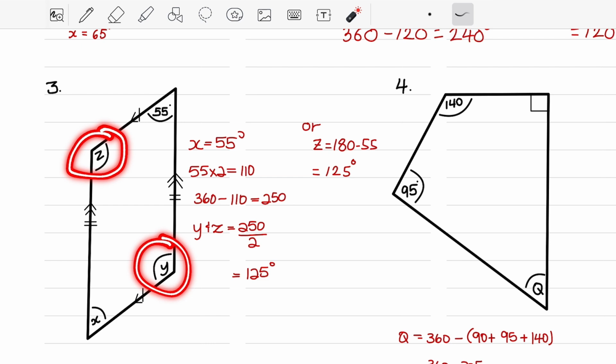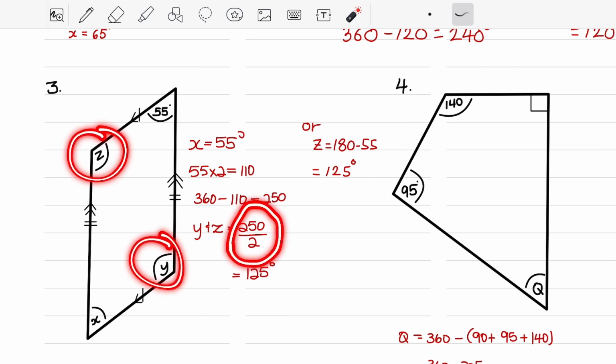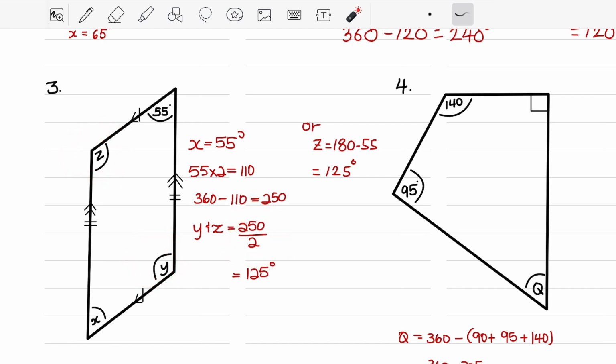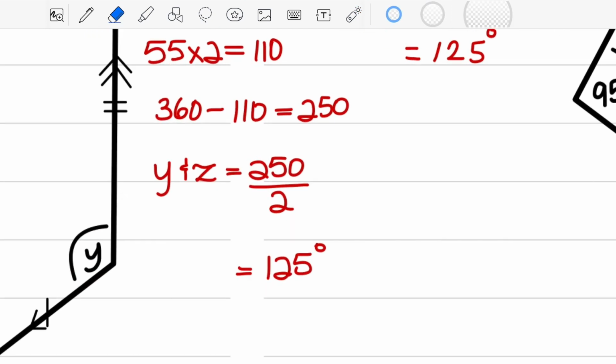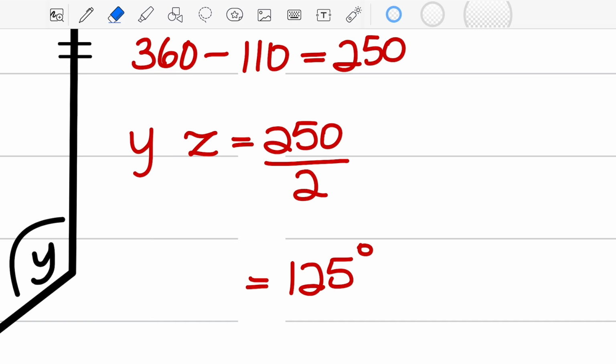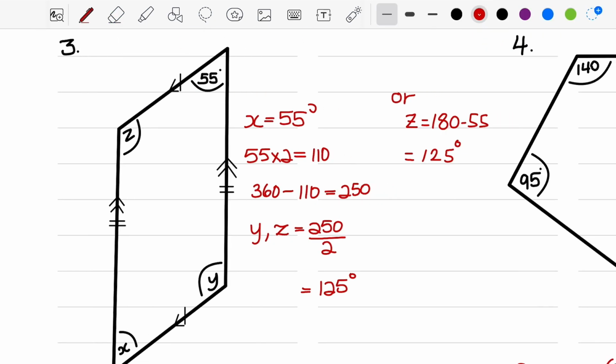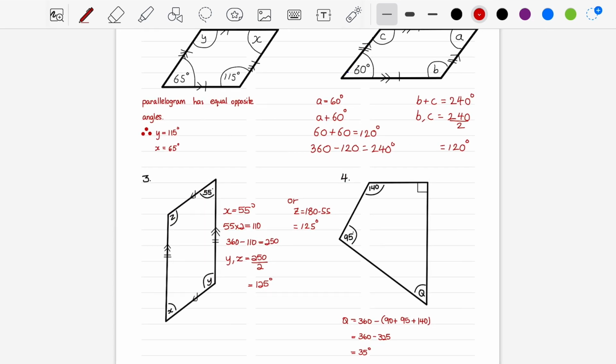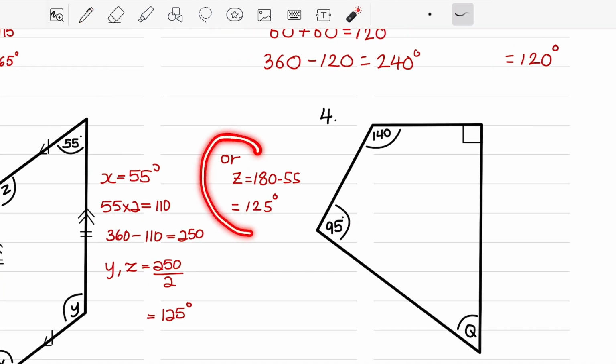And since y and z are equal, opposite angles in a parallelogram are equal, we can simply divide it by 2 to get the angle for one of them. So instead of putting plus, we can put a comma. Y or z is equal to 125. This method, we'll learn a little bit later on.